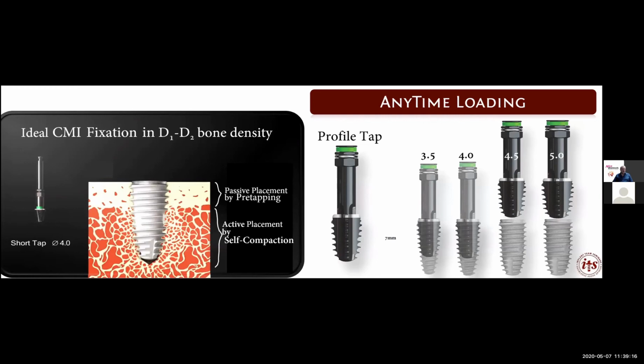The profile tap prepares the cortical bone so that there is intimate contact between bone and the implant surface. This provides increased bone implant contact than an implant that is countersunk. So using a tap rather than countersinking will increase the bone implant contact.